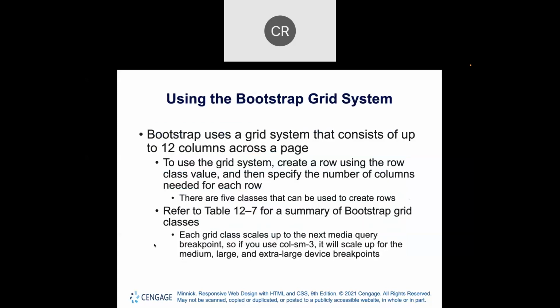Bootstrap is usually based on a grid system. It's usually 12 columns. To use the grid system, you create a row using the row class value and then specify the number of columns needed for each row. So it's all based off of columns. You might have something like a 3 and then a 4, and then you might want to leave a little space for padding.